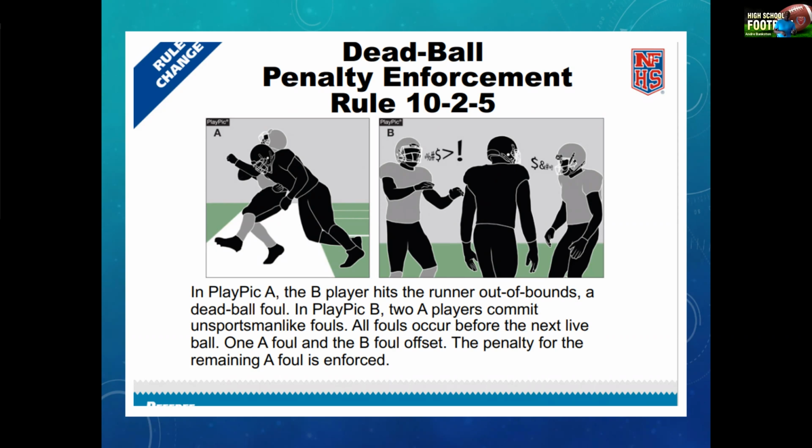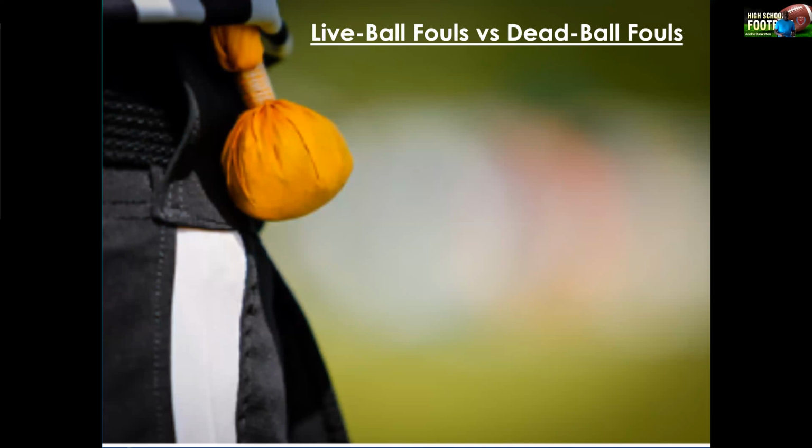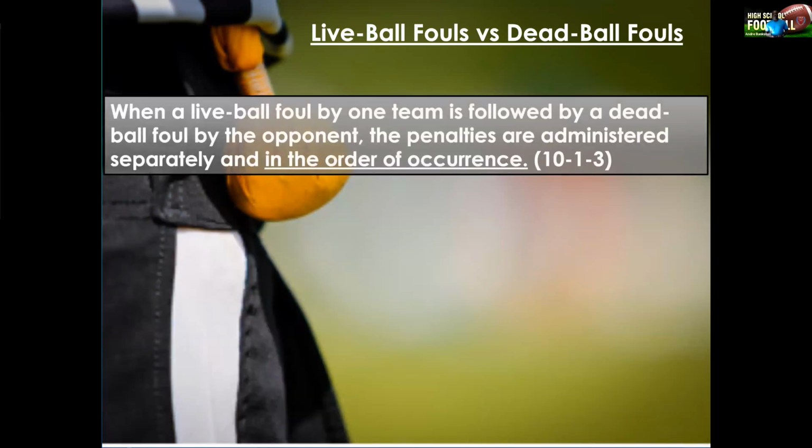But again, 1 foul on A, 1 foul on B offsets. The penalty for the remaining A foul is enforced. There you go. All right, live ball fouls versus dead ball fouls. When a live ball foul by one team is followed by a dead ball foul by the opponent, the penalties are administered separately in the order of their occurrence. Again, this is why we need to know when. When did the foul happen? Did it happen during the live ball or during a dead ball?